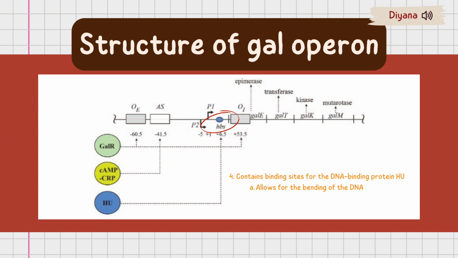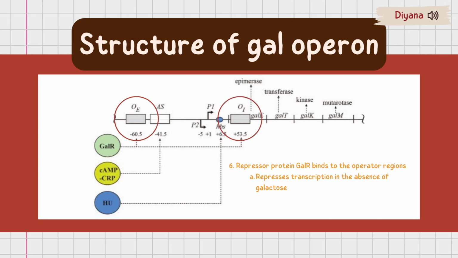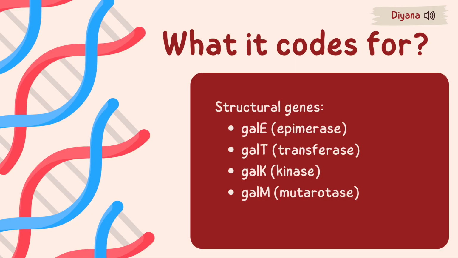This site allows for the binding of the DNA. At the same time, it also has an activator binding site where the cAMP-CRP complex will bind to activate transcription. Lastly, the gal operon also has the repressor protein GAL-R that binds to the operator regions to repress the transcription in the absence of galactose.